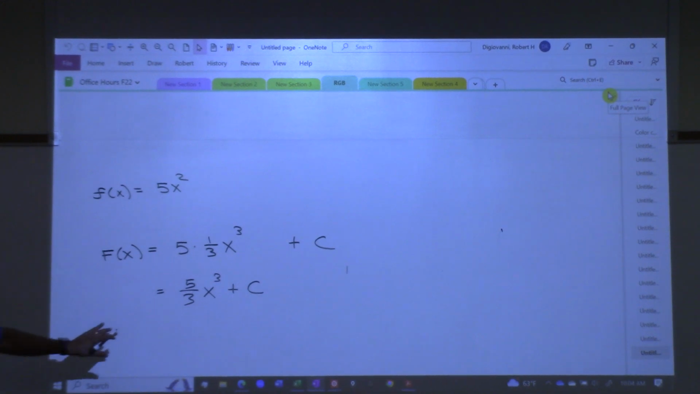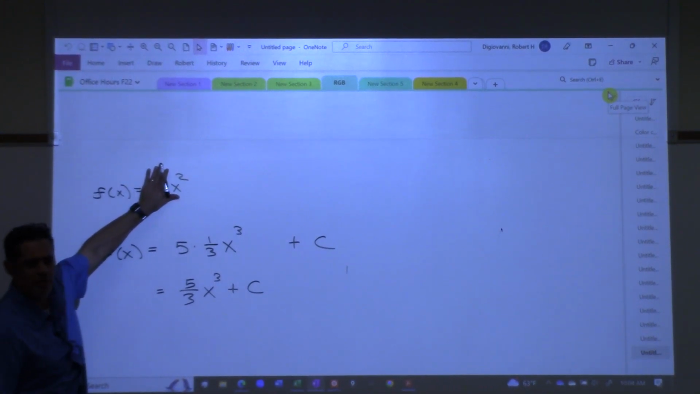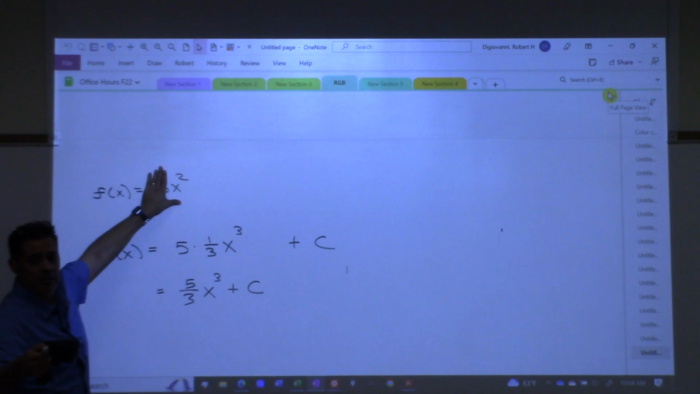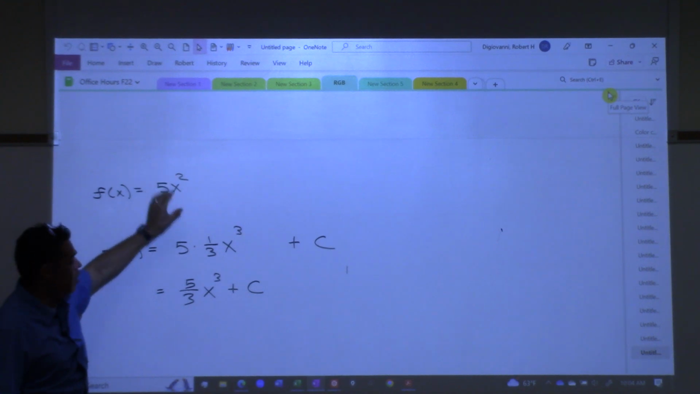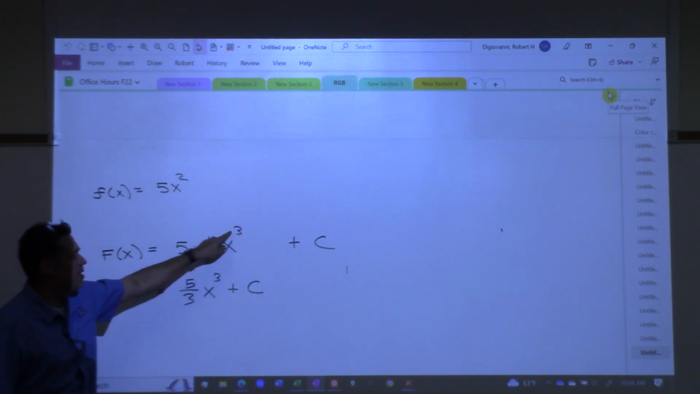Any questions on how I got that? Did I do that too fast? The antiderivative of x squared is 1/3 x cubed. We're okay? You have the power rule that you just wrote down, right? What's the power here? 2, right? So you add 1, and then in front you put 1 over that same number.